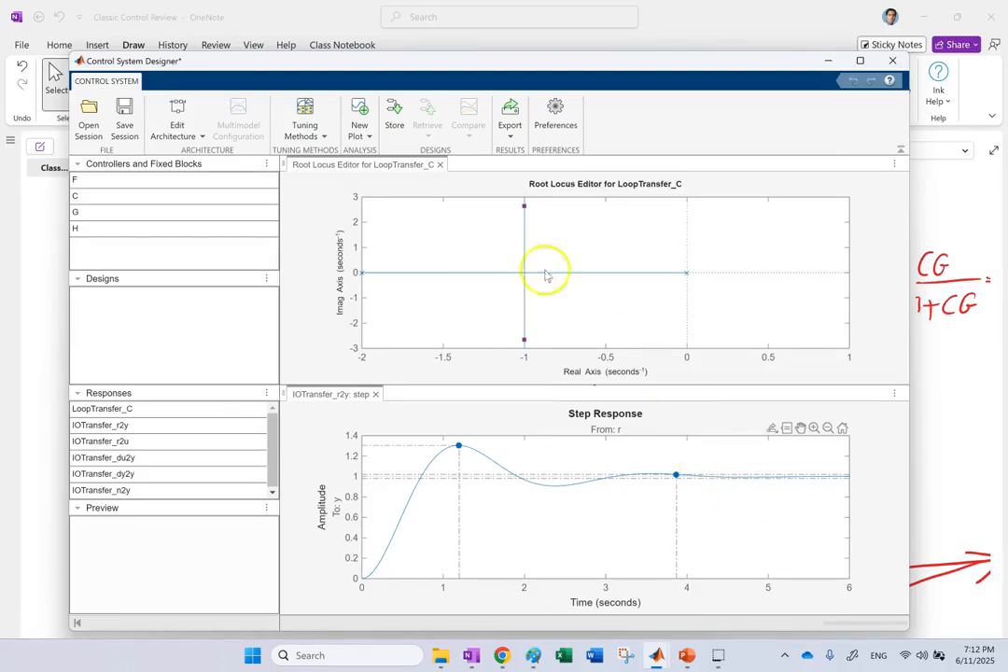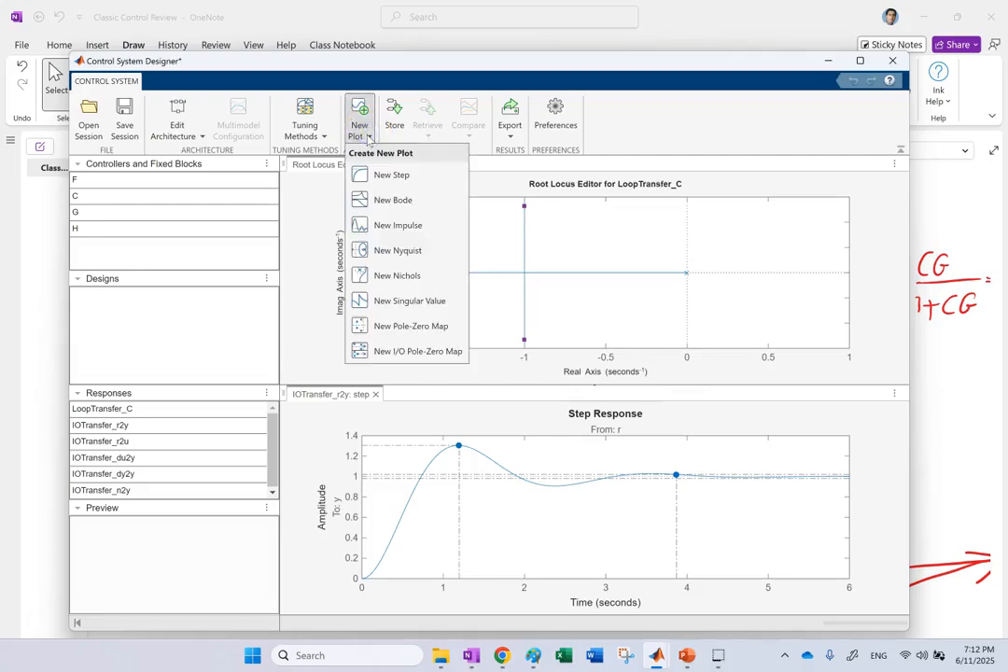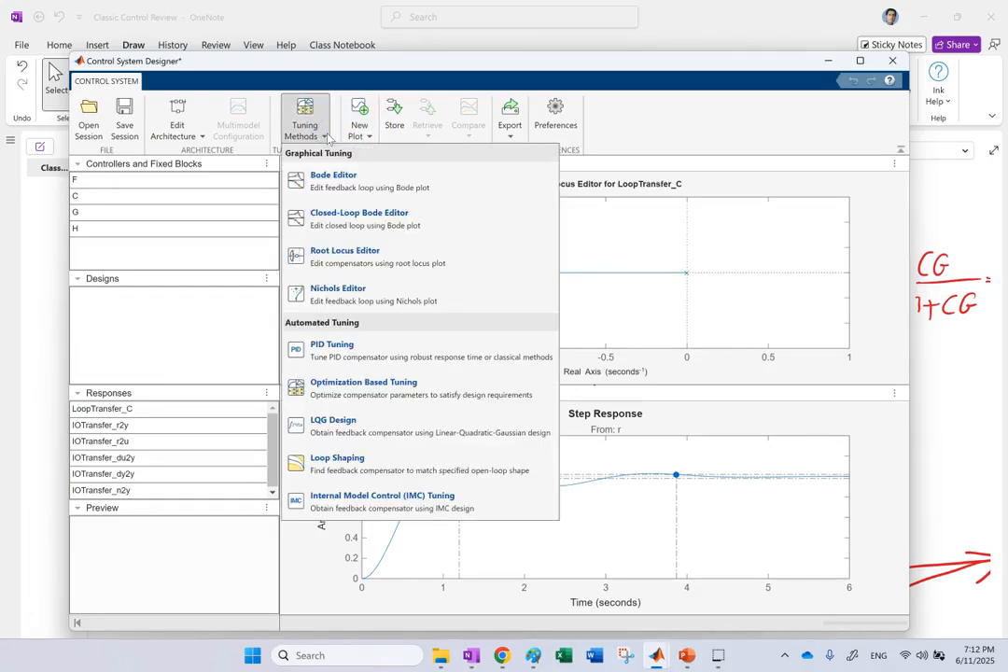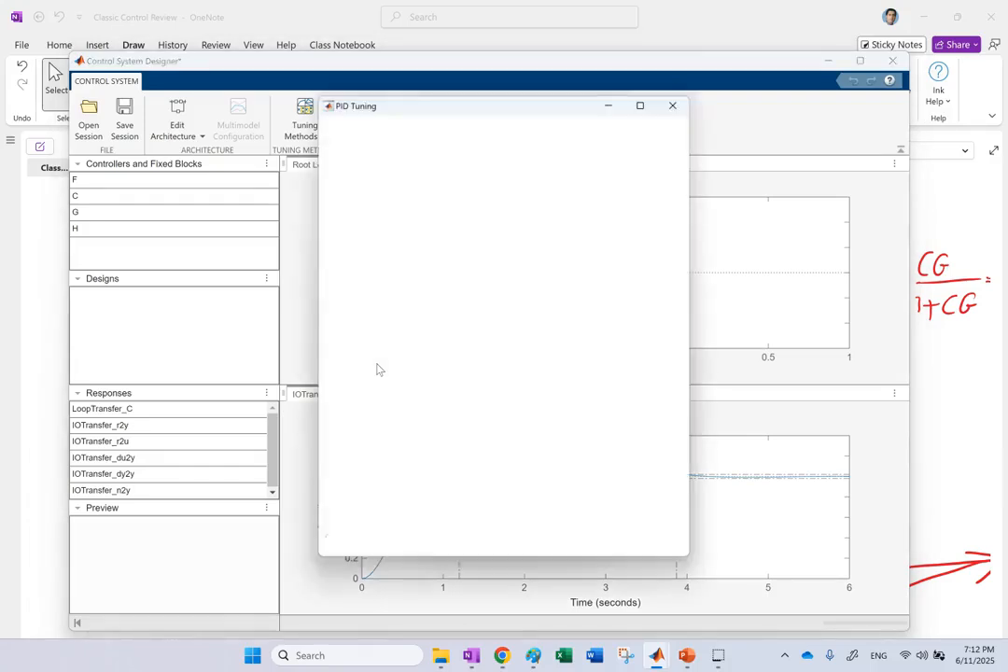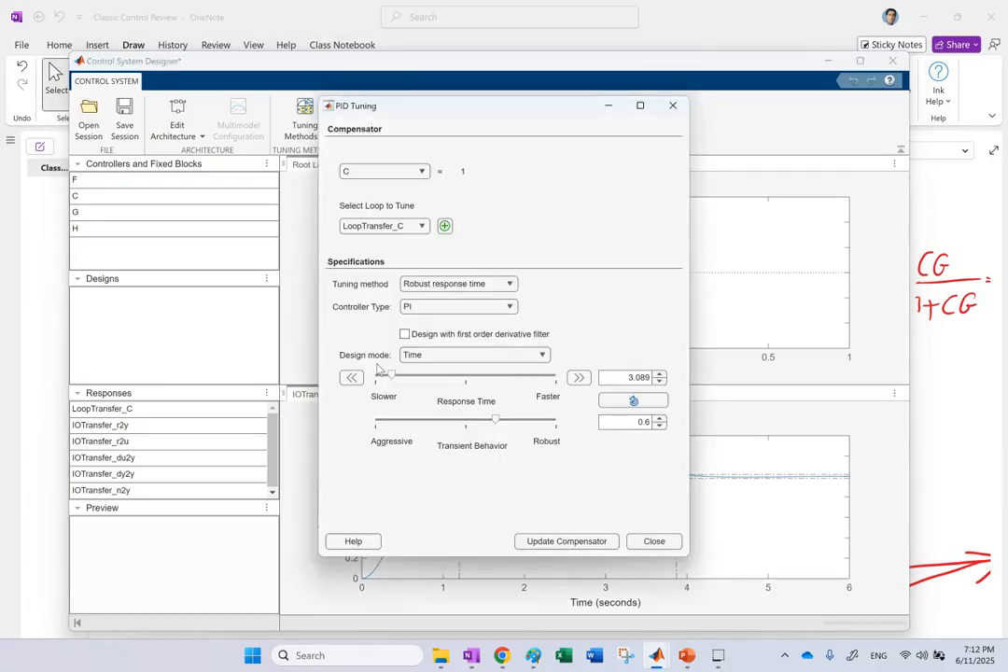Now I go ahead and I say, do I need a new plot? But let's say that's good, what I want. So now I want to go here and tune a PID for it. So let's go ahead and tune a PID. And it says, what is the controller type? You pick PID. And here is where you can add that filter, right? So make it PID plus filter. I don't want it for now.